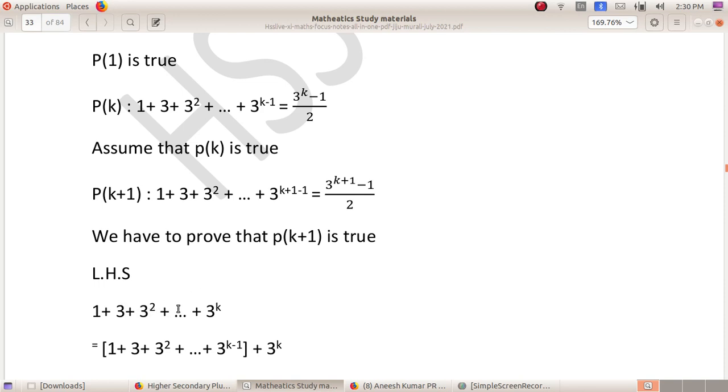What will be the next term? 3 cube. So what will be here? The previous term of 3 raised to k is 3 raised to k minus 1. Okay. Plus the last term, this one, 3 raised to k. So 1 + 3 square + etc. + 3 raised to k minus 1.